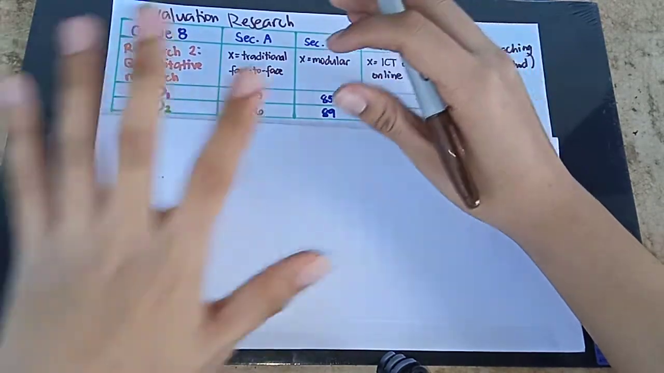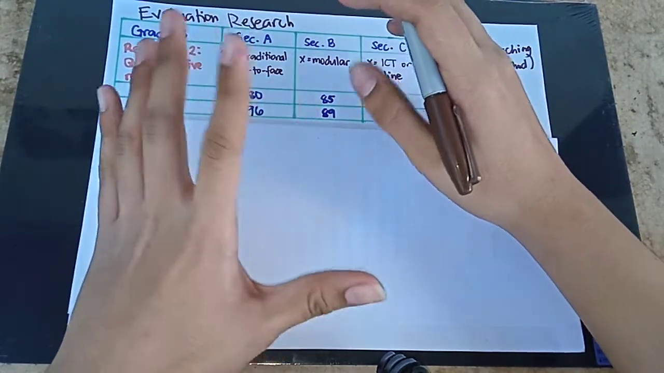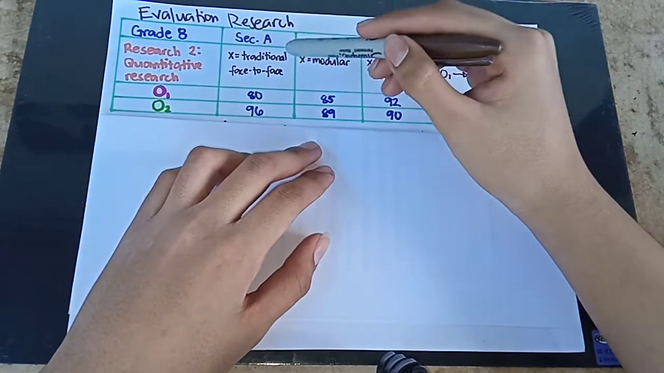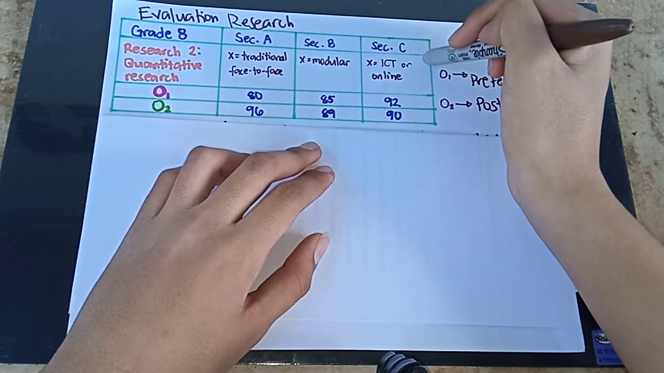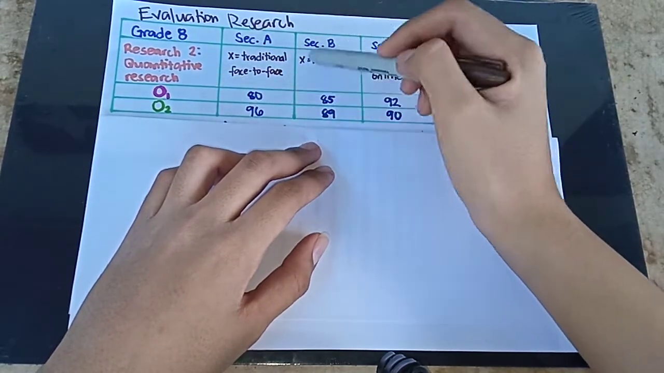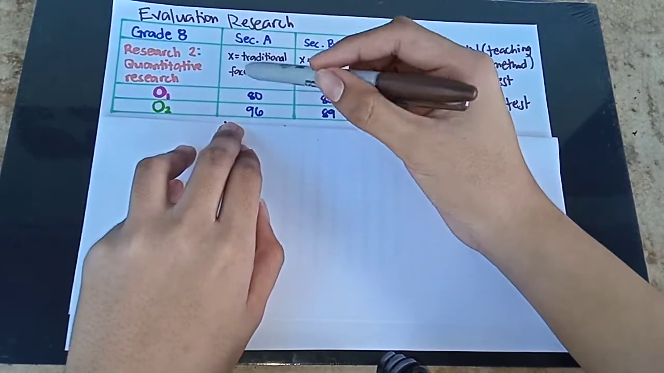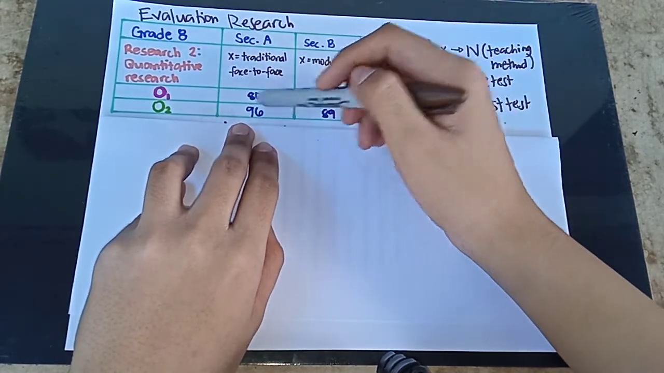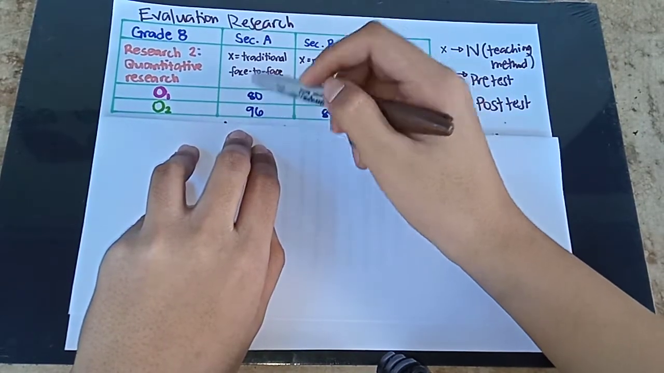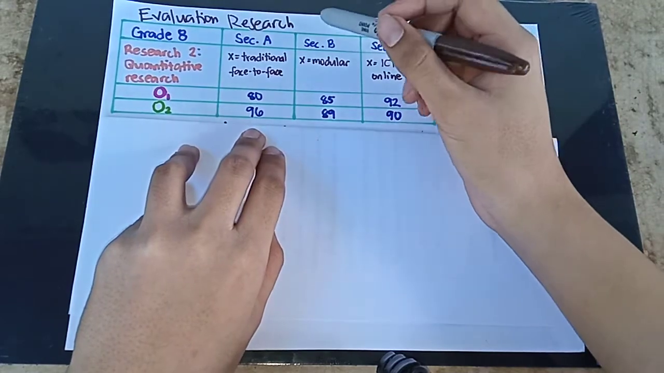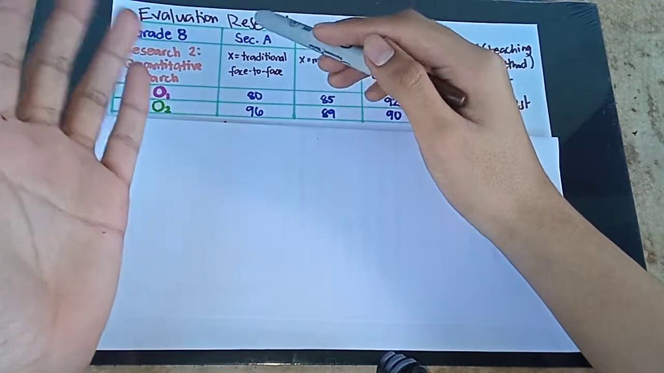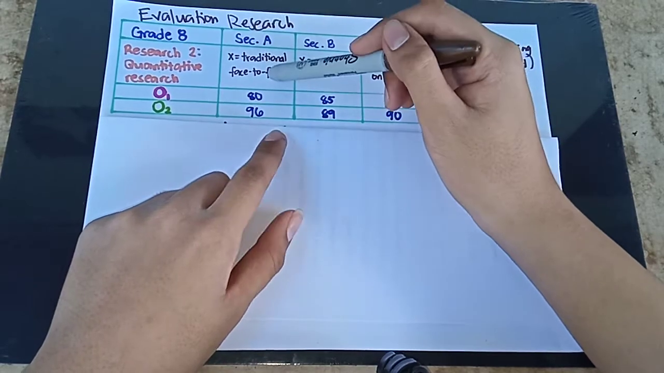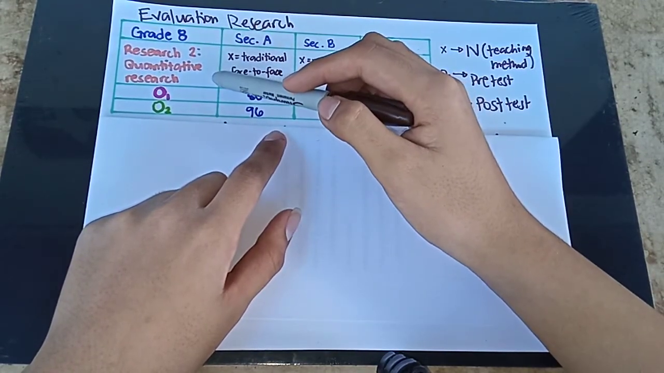So, using this data, which do you think is the most effective instructional method? Is it traditional face-to-face? Is it modular? Or is it the ICT approach or online? Obviously, it was the traditional face-to-face. Why? Because it yielded a much higher post-test score than the pre-test score, and it is also the highest among all the average post-test scores. So we can conclude that traditional face-to-face is the most effective method in teaching the topic quantitative research in the subject Research 2.